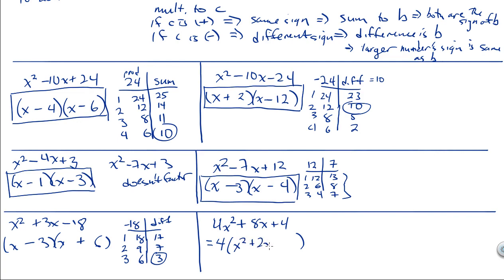x squared plus 2x plus 1. Now I just need to find two numbers that multiply to 1, positive 1, so they're same sign, and sum to 2. Oh, 1 and 1 multiply to 1, and they add to 2. And they're both positive, so there we go. You could write it like that, or you could write it like this, x plus 1 squared. That squares the x plus 1, which is written like this. It does not square the 4 because of order of operations.